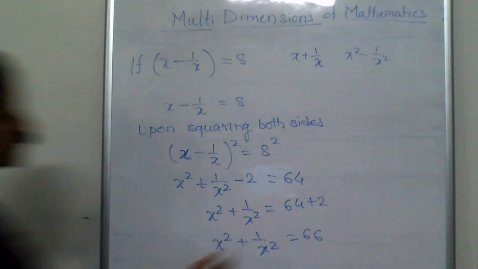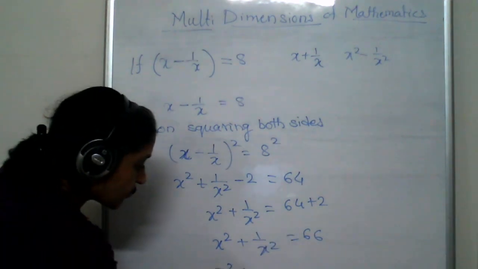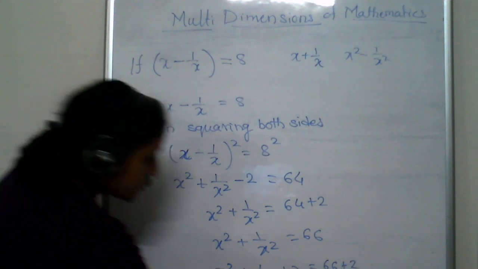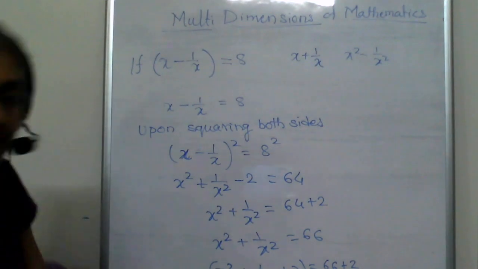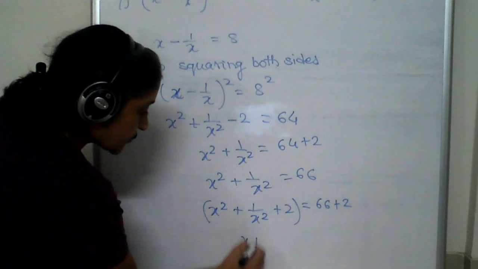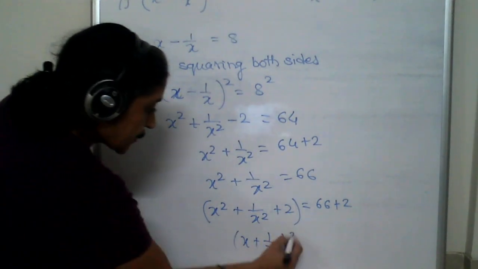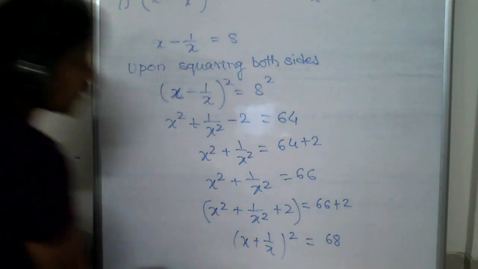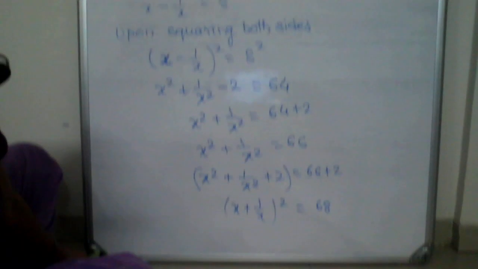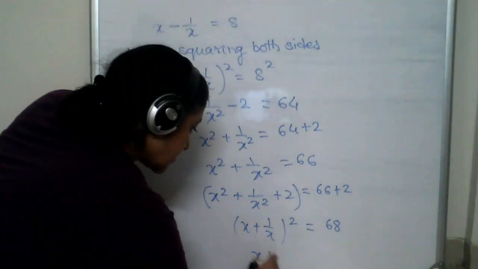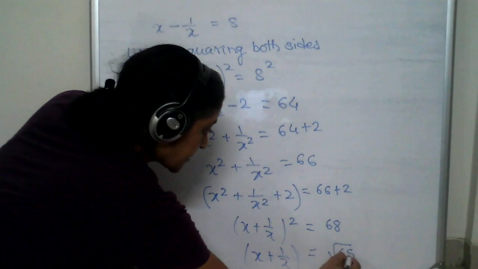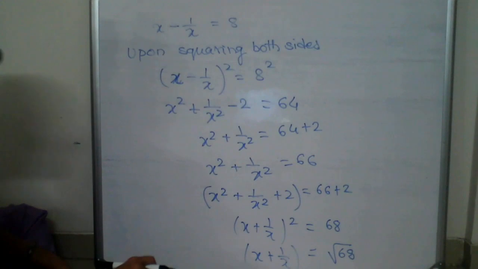Now what we will do is add 2 on both sides. x square plus 1 upon x square plus 2 is equal to 66 plus 2. Now this is a square. What square is it? It is (x plus 1 upon x) raised to square. Look here, (x plus 1 upon x) raised to square is equal to 68. Now we need its square root, meaning x plus 1 upon x only we need. So x plus 1 upon x is equal to square root 68. This is how it is calculated.